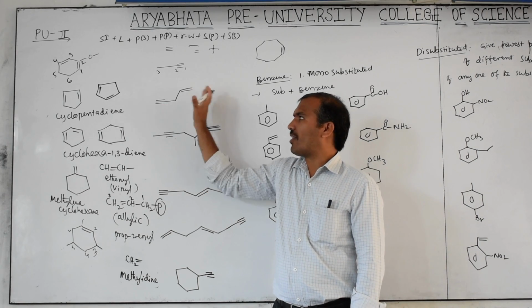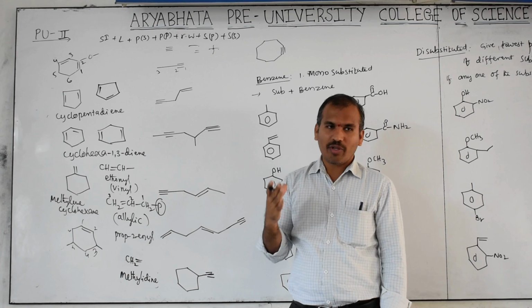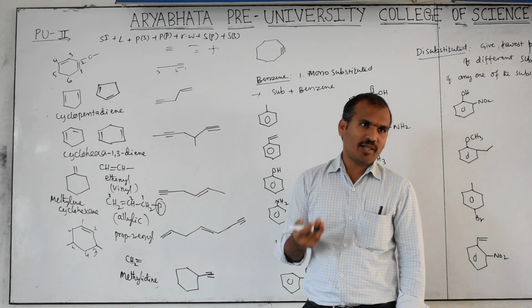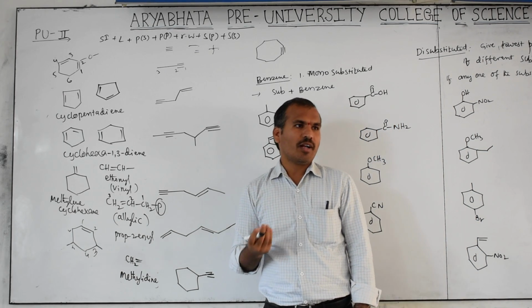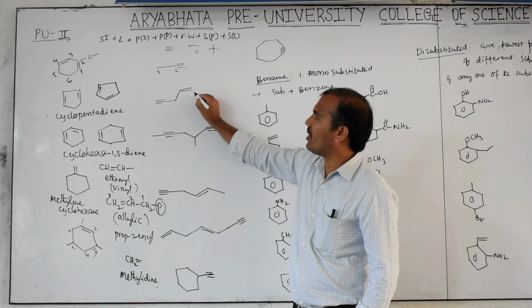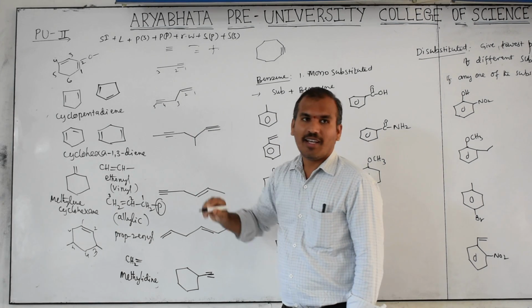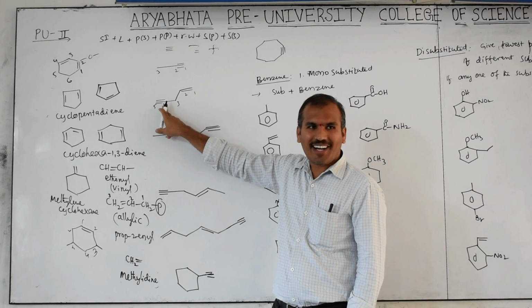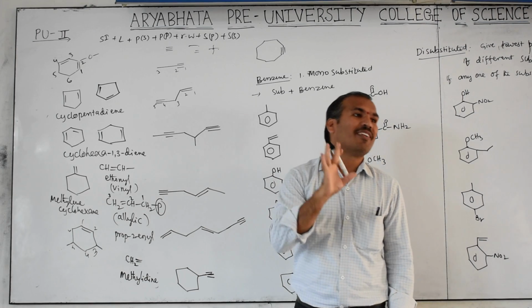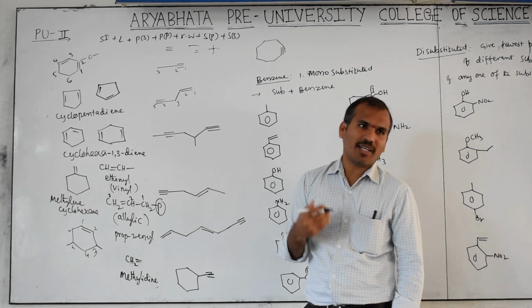Numbering left to right or right to left? When more than one functional group is present, we have to follow the priority order. Double bond gets first priority over the triple bond. Then the numbering should be 1, 2, 3, here 4, here 5. If you do not find this as a carbon, the numbering will be different. That is how to find out; you have to practice at home.